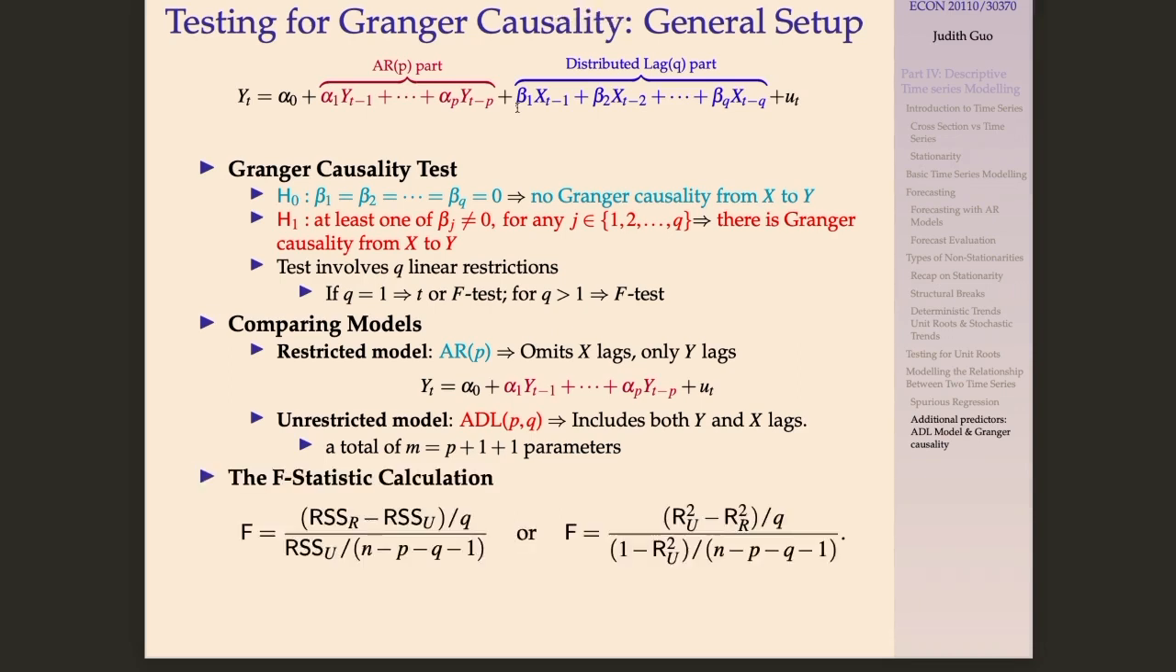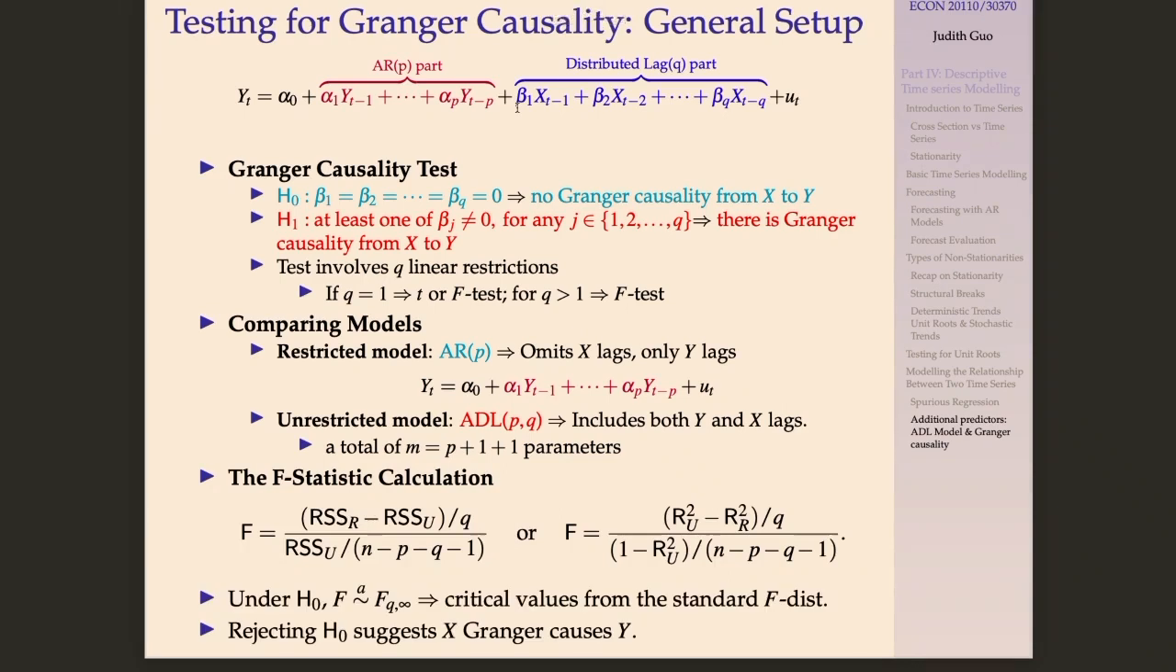Then what we need to do is just compute the F statistic. It could be in the RSS form, or in the R squared form. Given that we have stationarity, under the null hypothesis, standard inference applies, and you can find the critical values from a standard F table. If the F statistic is greater than the critical value, we reject the null, which suggests X Granger causes Y. Remember, the F test is always a one-sided test. F test is always an upper tail test. You only reject the null if your test statistic is greater than the critical value.